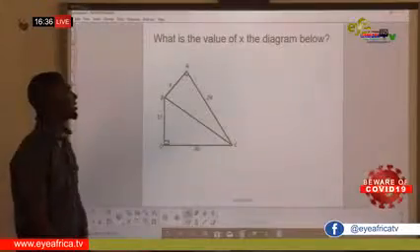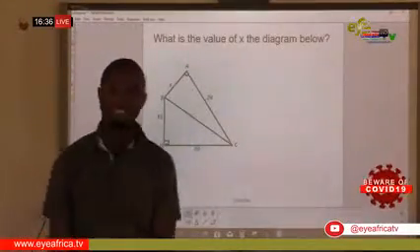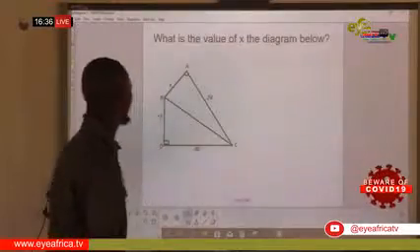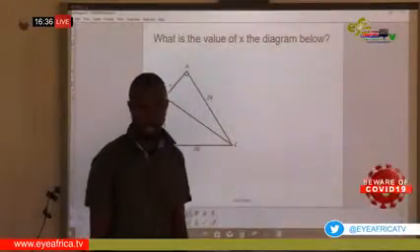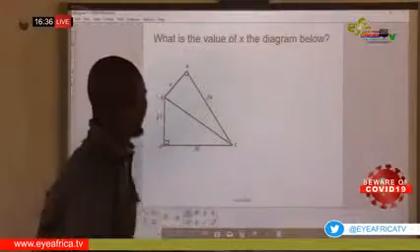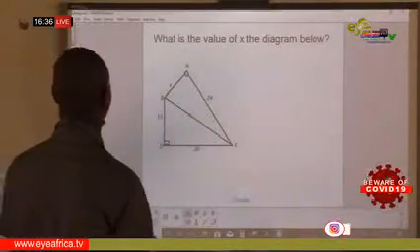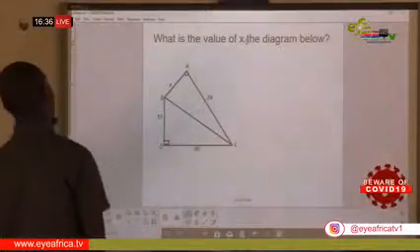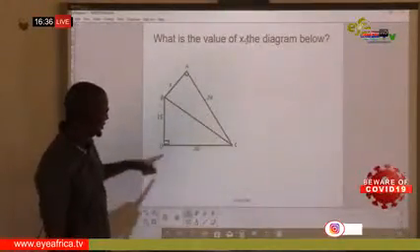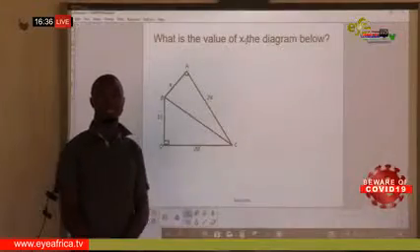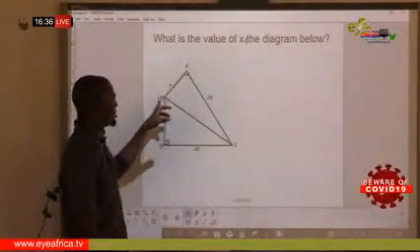All right, there is another one. What is the value of x in the diagram below? How many right angle triangles? We have two right angle triangles. And the right angle triangles are: BDC is a right angle triangle. The other right angle triangle is ABC.